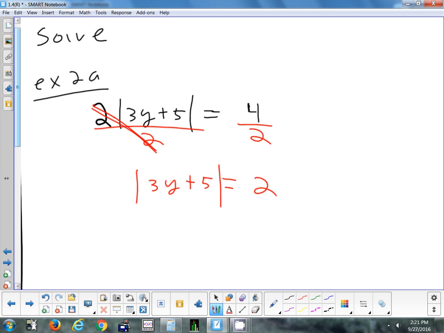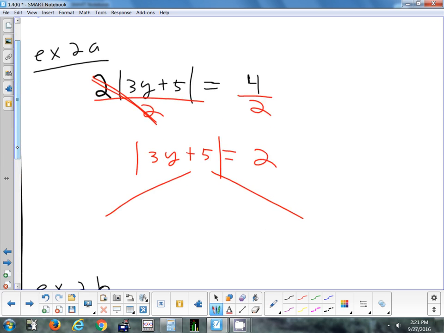So what are we ready to do now? Ready to what, Emily? Ready to break out. Yeah, we're ready to now break out. Okay, we can now separate it into 2 different equations. Shannon, can you give me one of my equations? 3y plus 5 equals 2. That's good. What word should come after it? And. Now I write my other one. Yep, Nina. 3y plus 5 equals -2. Perfect.